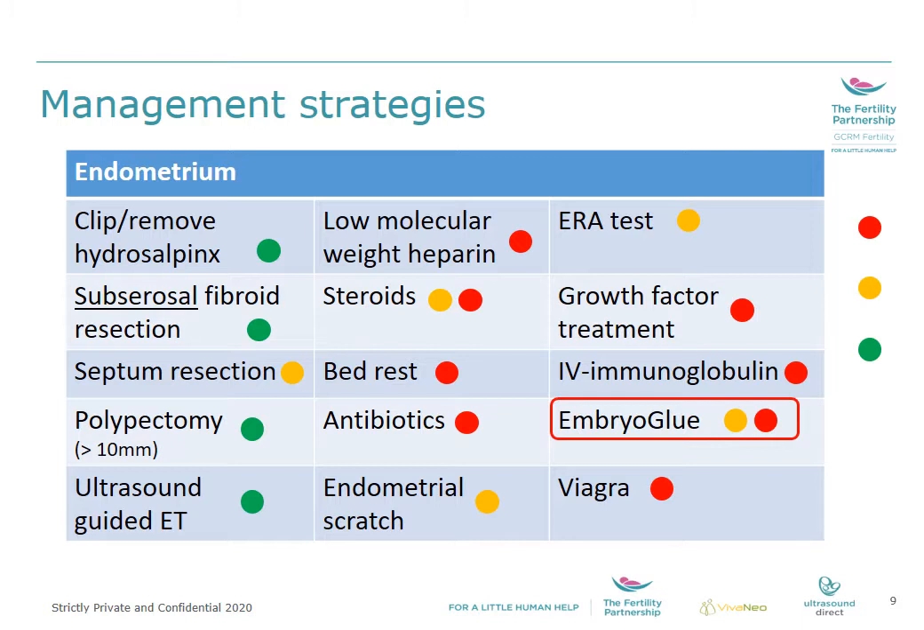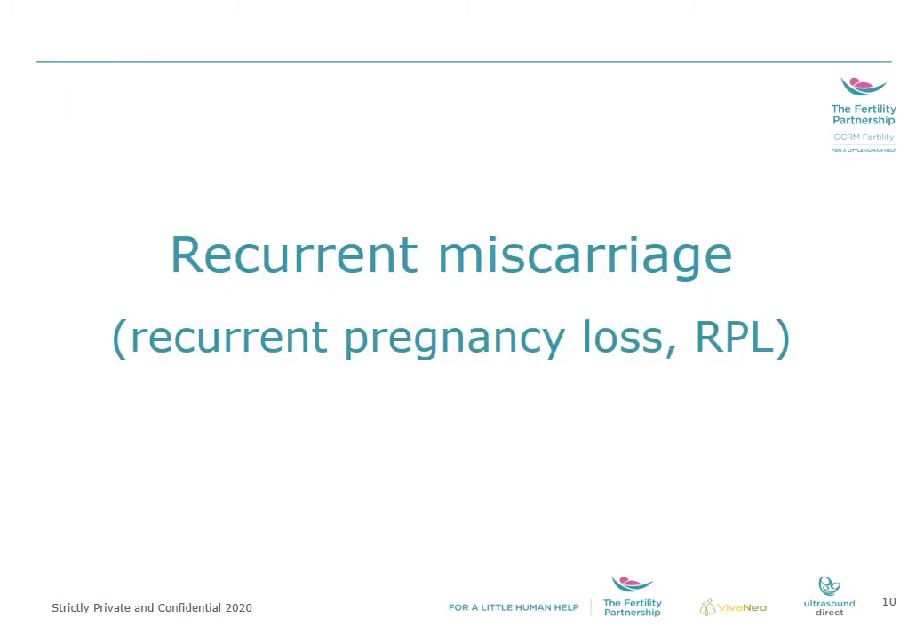There's no evidence that embryo glue improves things, and in fact might be detrimental to implantation. So again, we have to be cautious about using embryo glue. And people have used Viagra in the past to thicken the endometrium, but again, there's no evidence that that is beneficial. So that's a bit about recurrent implantation failure.